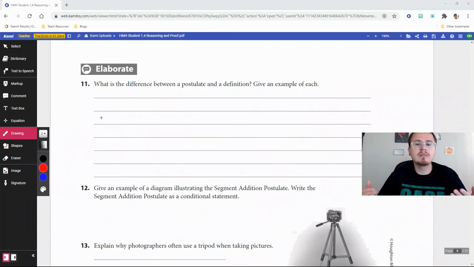One is, they're not the same thing, I guess is the best way I can describe that.